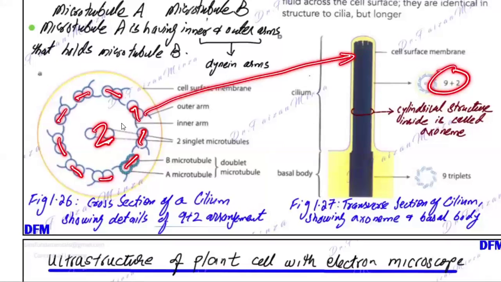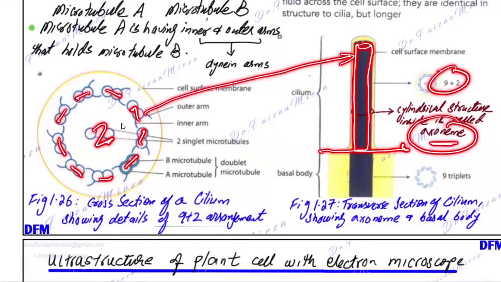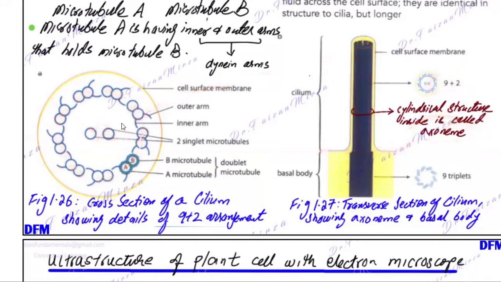This 9 plus 2 arrangement is present inside the cilia from top to bottom. The entire length of cilia and flagella has this structure. This cylindrical structure is given the name axoneme. The term axoneme is not a part of your syllabus.